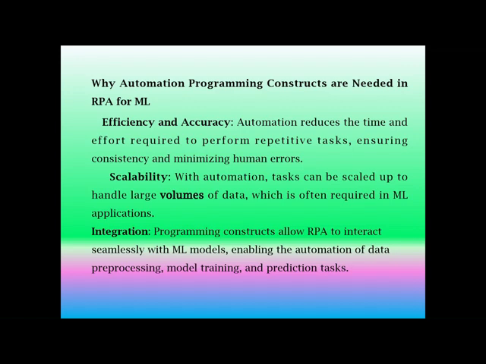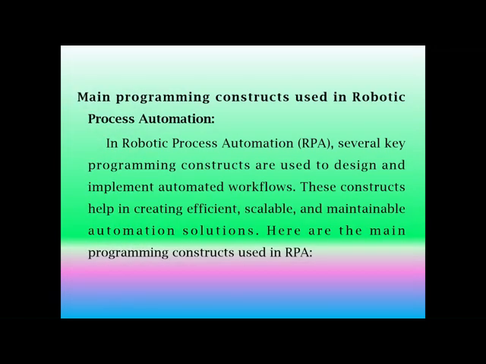Programming constructs allow robotic process automation to interact seamlessly with machine learning models, enabling the automation of data pre-processing, model training, and prediction tasks. So, in doing multi-criteria analysis, prediction of tasks, modeling, and pre-processing are essential activities which can be done only with the proper construction of automation. These proper constructions are built in to the programming languages of such RPA. So now let us see the main programming constructs which will be used in robotic process automation.